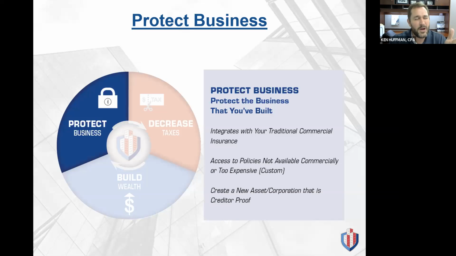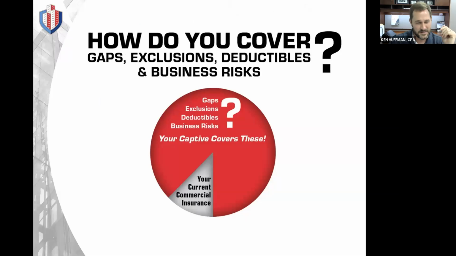Okay, and you're like, well, how much more insurance do I need if I have commercial insurance? Well, take a look at your insurance policy. You've got one page of the things they do cover and 300 pages of what they do not cover: the gaps, the exclusions, and things like that. Let's take a look at this.